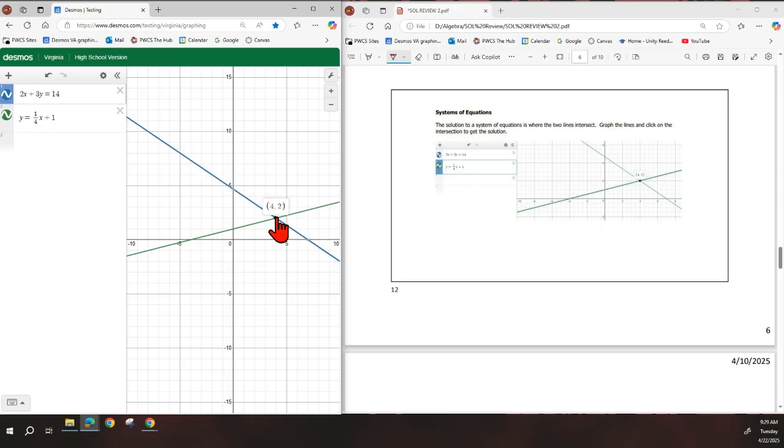where those two lines cross is my solution. A solution to a system of equations is always going to have two numbers, an x and a y. It's a location where they cross. So the solution for this system is 4, 2. That's my solution.